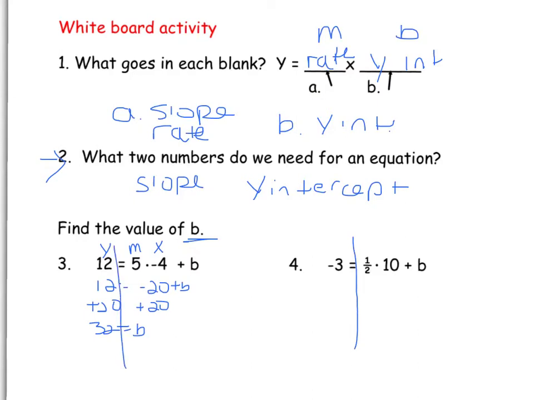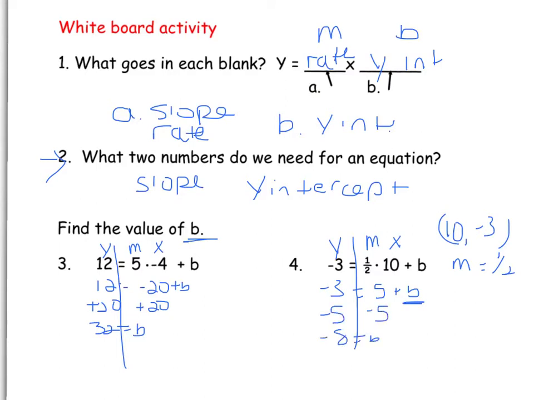Here, 1/2 of 10 is 5. So again, the negative 3 must be our y. This is our slope, and this is our x. So this is the y-intercept for a line that goes through 10, negative 3, and has a slope of 1/2. So it says we're trying to solve for b, so plus 5, so we're going to subtract 5, so b is negative 8.